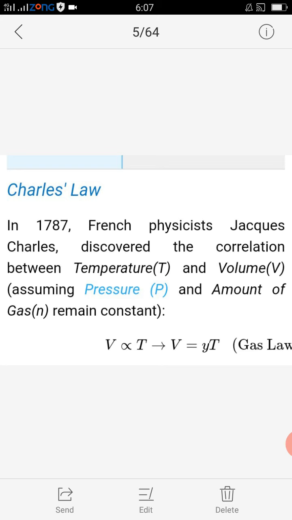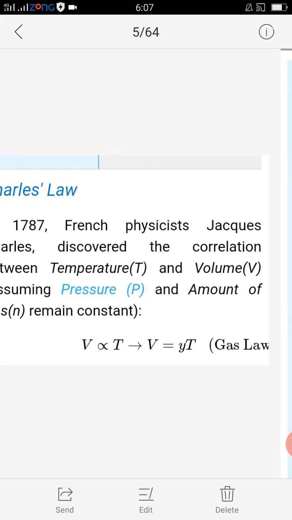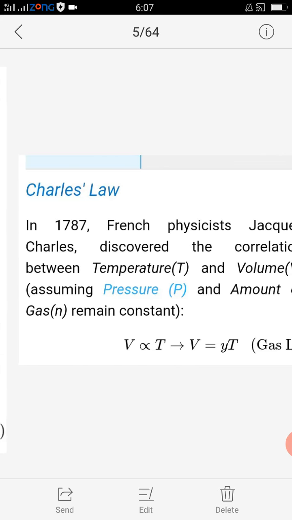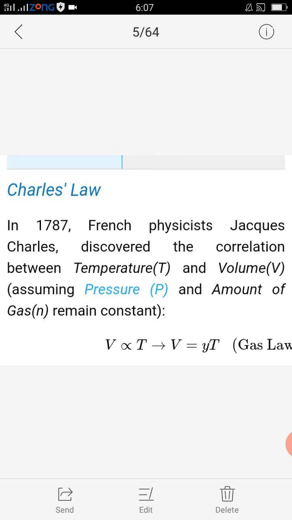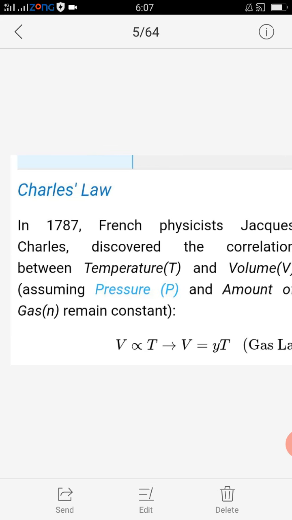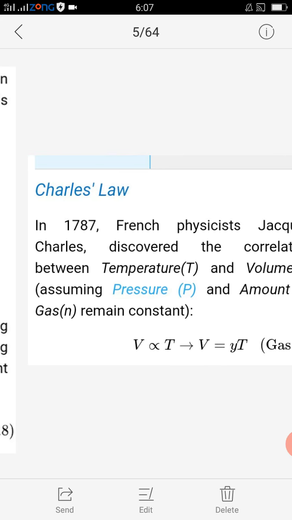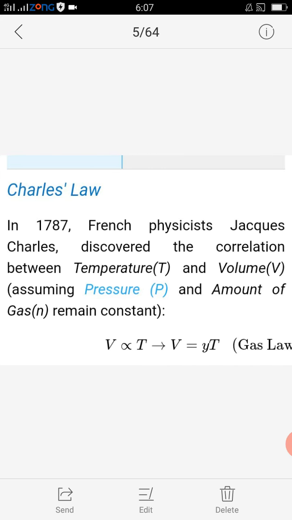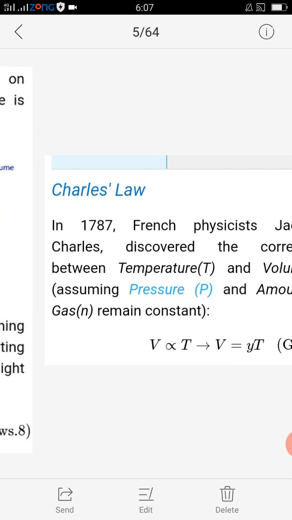Today we discuss Charles' Law. Charles' Law was introduced in 1787. A French physicist, Jacques Charles, discovered the correlation between temperature and volume, assuming pressure and amount of gas remain constant. Charles' law mathematically is given as volume directly proportional to T.